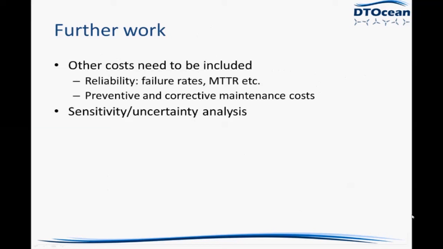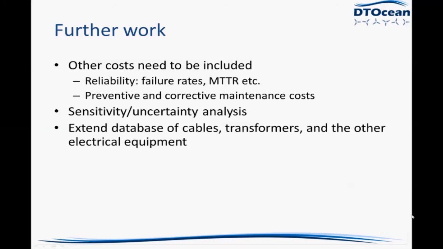The cost modeling we've done so far is good to compare. I don't know how the absolute costs would actually stand a test. So to get rid of some of the uncertainty, we will need to do some sort of sensitivity analysis, to see how changing, say, the installation cost of a platform by X percent changes the whole cost of the system. We've used a very limited database of electrical parameters of cables, transformers, and other equipment. We need to expand that, for which we are going to heavily depend on some of the industry partners within the project.